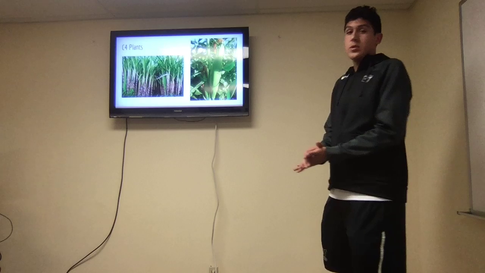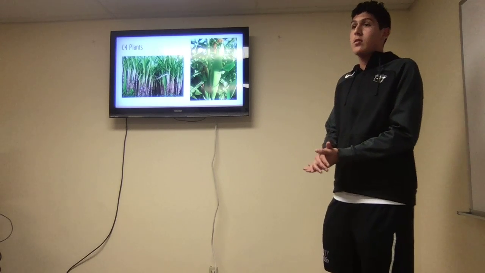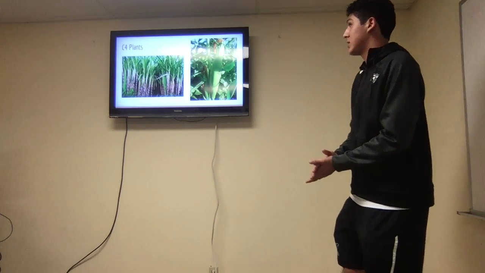So these are some examples of C4 plants, which include corn and sugarcane. They're found in dry environments, and they need a lot of sunlight for this to work.